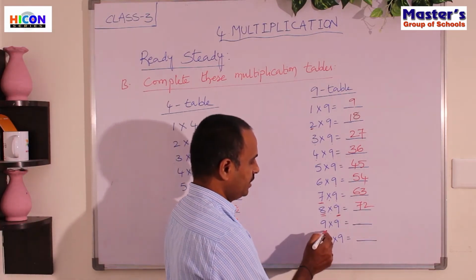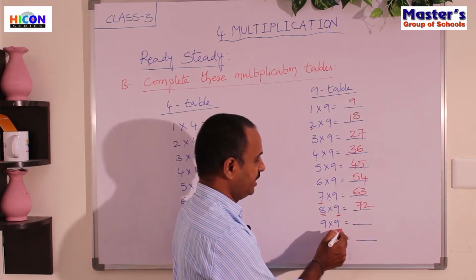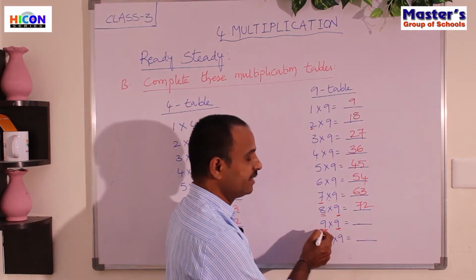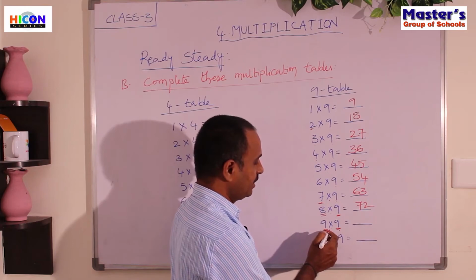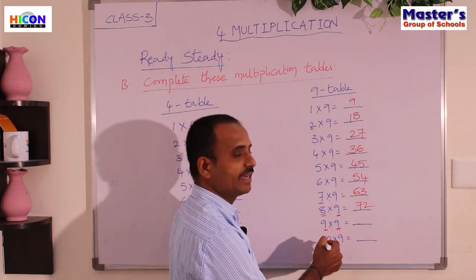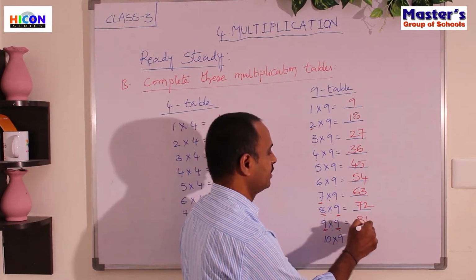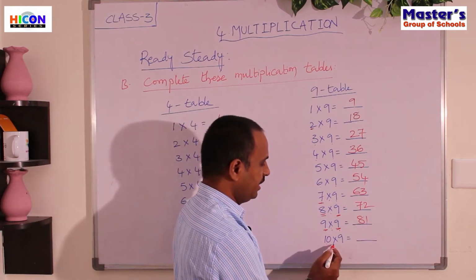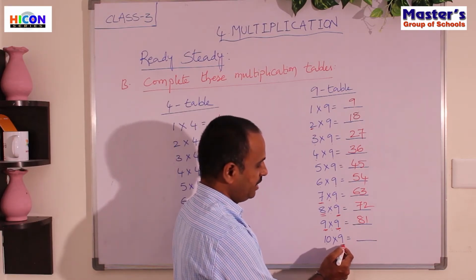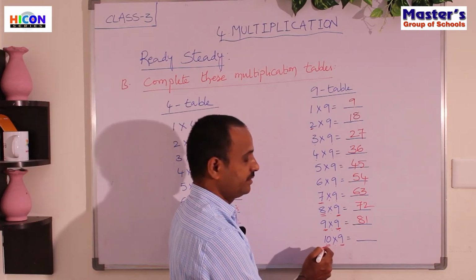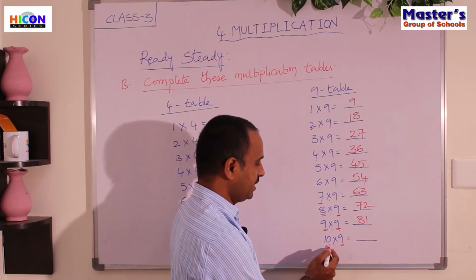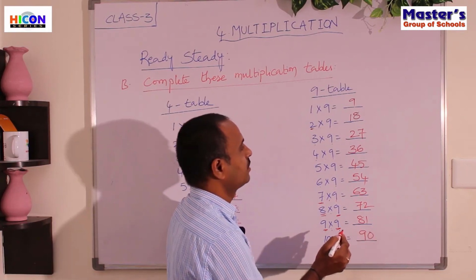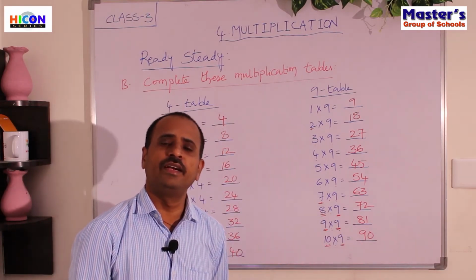See the next one, 9 into 9. Here the number 9 is repeated. That means added 9 times and it can be written as 9 into 9. That is 9 nines are 81. Children, see the last one, 10 into 9. Here the number 9 is added 10 times. So it can be written as 10 into 9. 10 nines are 90.